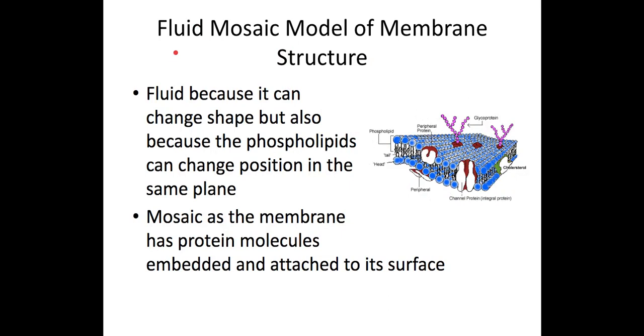All right, so the fluid mosaic model of the membrane structure is the primary structure that we use to represent and scientifically illustrate what the plasma membrane actually looks like. And it's referred to as fluid because it can change shape, but also because the phospholipids can change position freely in the same plane. And it's referred to as a mosaic, as the membrane has protein molecules that are embedded and attached to its surface.